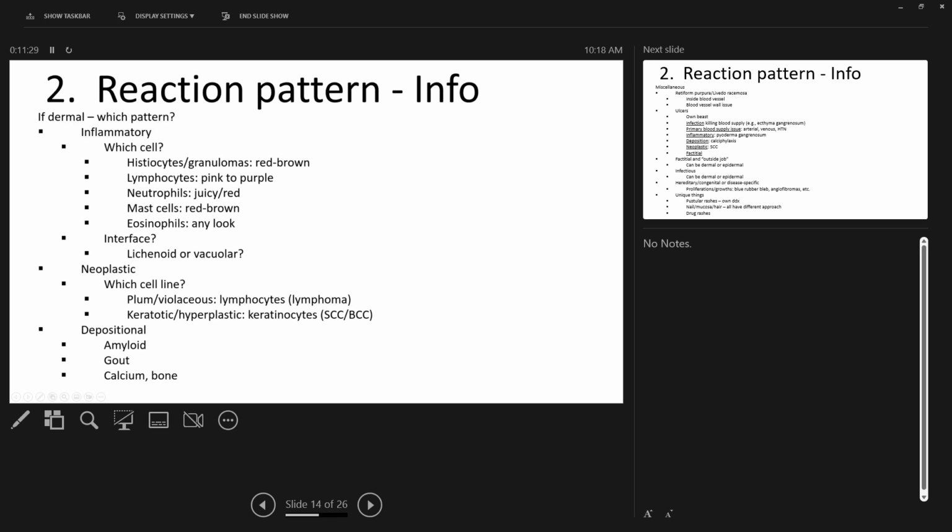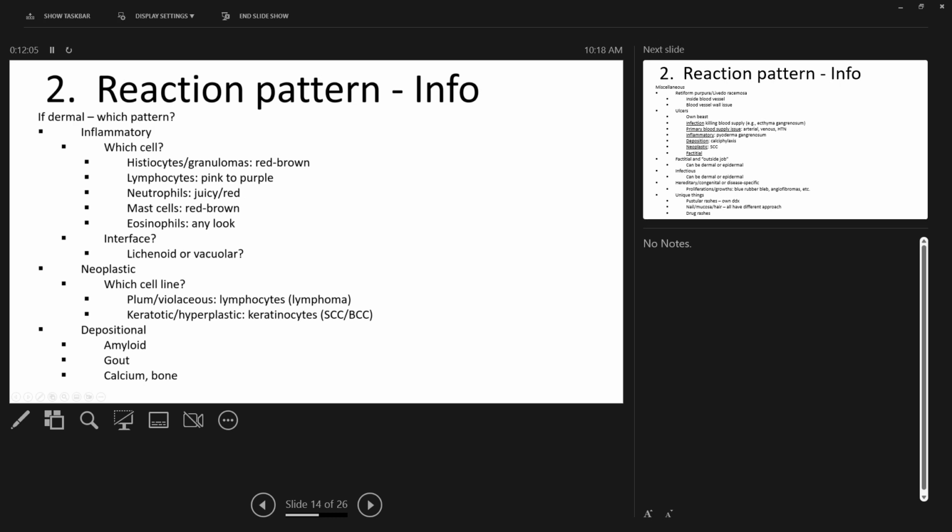Does it look neoplastic? And how can you tell if something looks neoplastic? It looks more fixed, right? You can tell that something didn't pop up overnight like something inflammatory could have. So does it look fixed and really dermally anchored? Then you can really go down the neoplastic route. It can be hard to tell what type of neoplastic, but there are some features. If something's very plum shaped and purple, you think about lymphocytes and lymphoma, maybe even things like Merkel cell carcinoma. If things look keratotic, you can think about keratinocyte carcinomas like SCC or BCC.